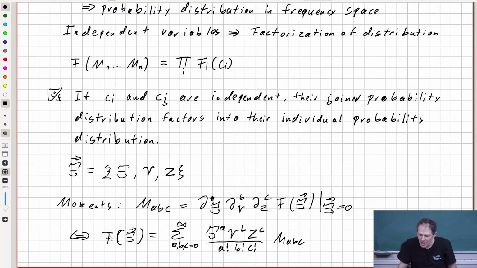So what we observe here is that we can write the moment generating function as a sum of the moments, with the appropriate prefactor. Now, how would this work for independent variables? Let's have a look.